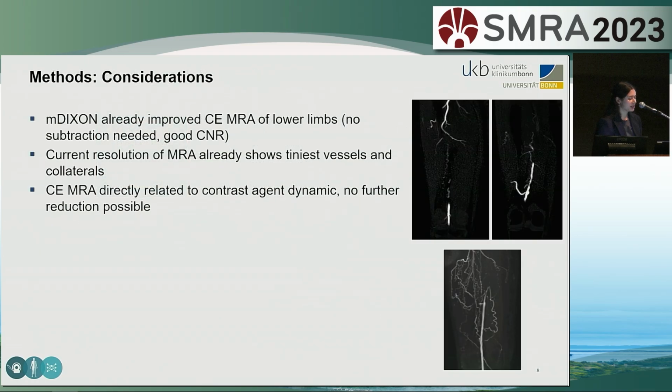Our considerations were, and this also was mentioned by my previous speakers, that the M-Dixon sequence has already improved CE-MRA for the lower limbs very much because no subtraction is needed and because of the good CNR and SNR of the images. As you can see on the right side, current resolution of MRA already shows tiniest vessels and collaterals, and CE-MRA is directly related to the contrast agent dynamics, so there's no further reduction possible here.